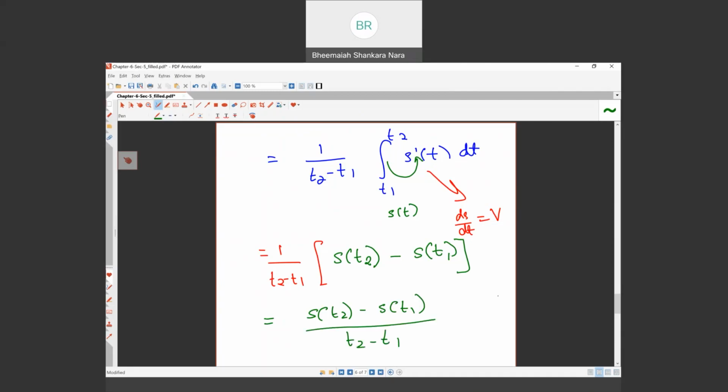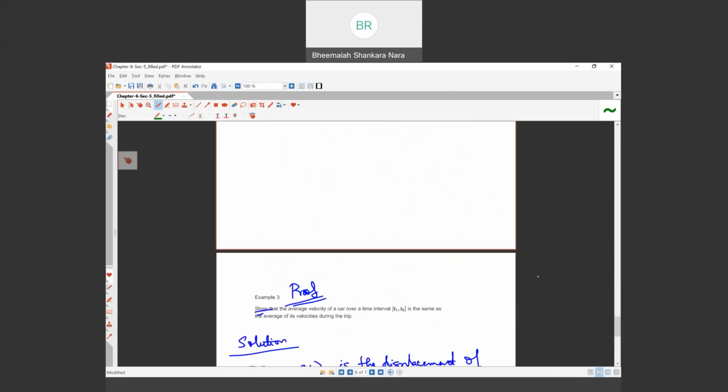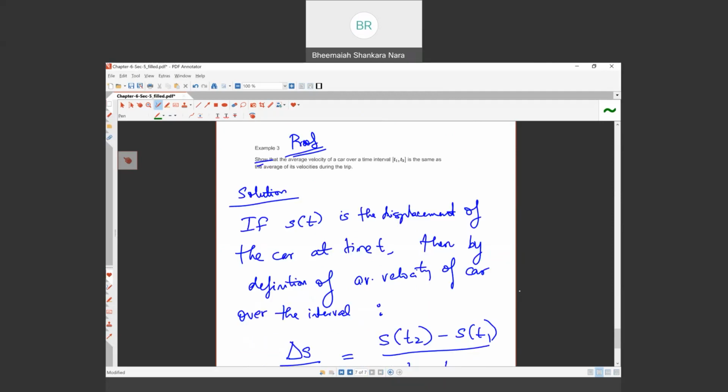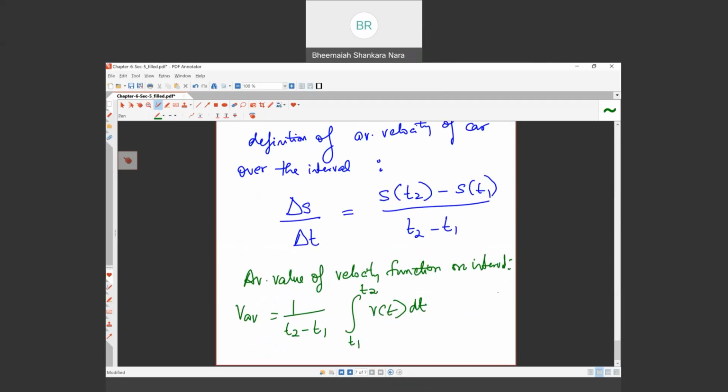This is the formula for average velocity, where you subtract the distance at 2 points t1, t2 divided by the difference in the times. So let's get back to the question. We were asked to show that the average velocity of a car over a time interval t1, t2 is the same as the average of its velocities during the trip, where we have shown that it's the same formula. We have derived one formula on the top and again one more average velocity formula here.